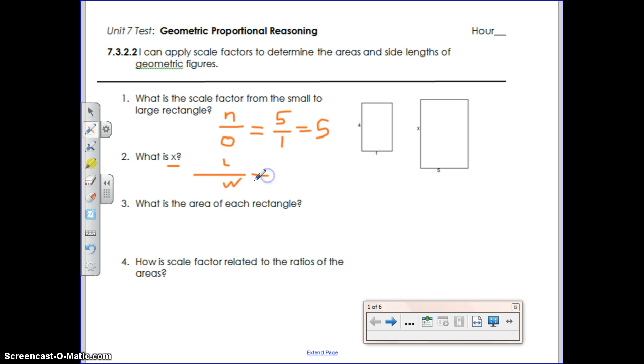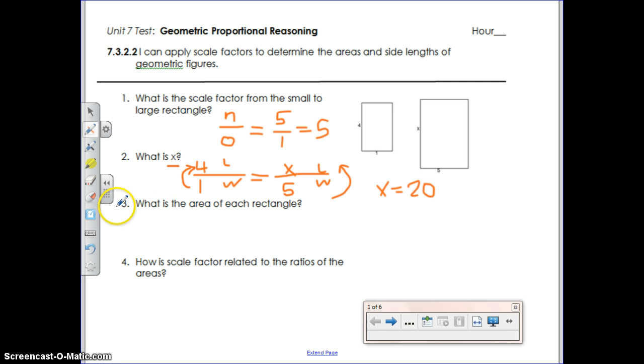All right, I'm going to set up my proportion as length over width equals length over width. So I have 4 over 1 equals x over 5. And I can see an easy relationship here. From 1 to 4, I multiply by 4. So from 5 to x, if I multiply by 4, I will see x equals 20.